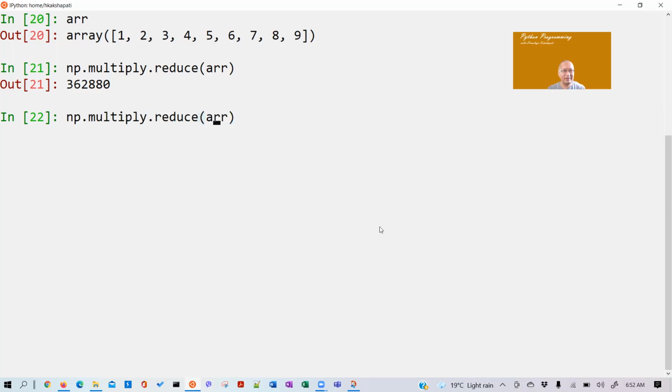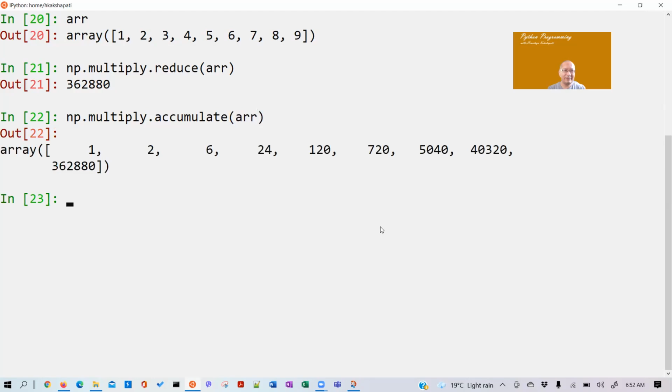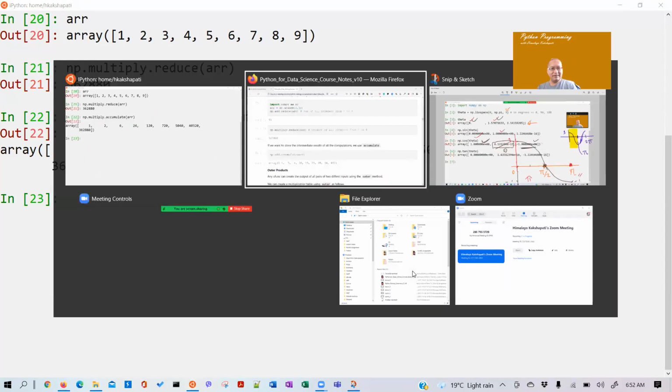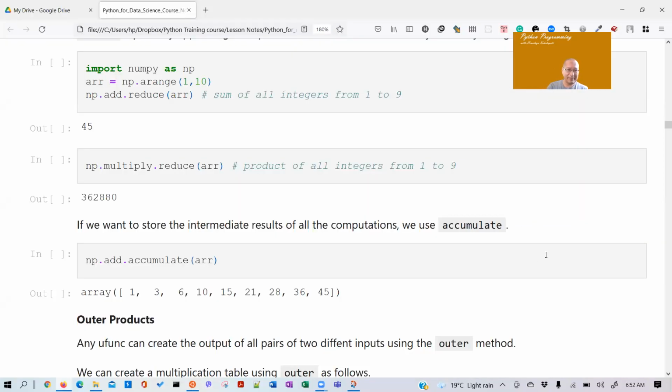We can accumulate. We discussed the accumulate. And you can see that, okay, then you get the running multiplication, right? 1 times 2, okay, and then the next one is 3, 6. And then 6 times 4 is 24. 4 times 5 is this, right? And so on.